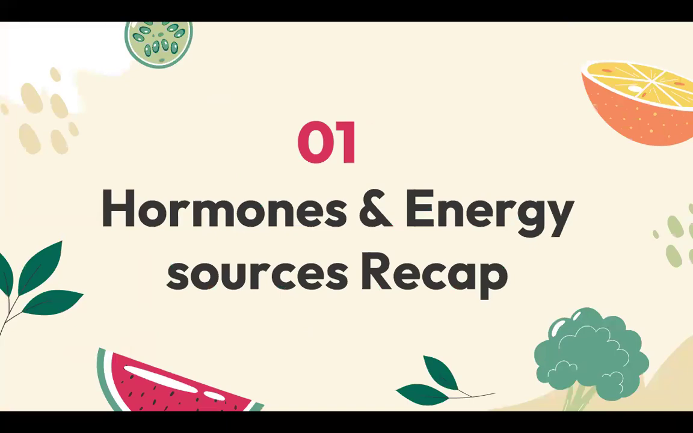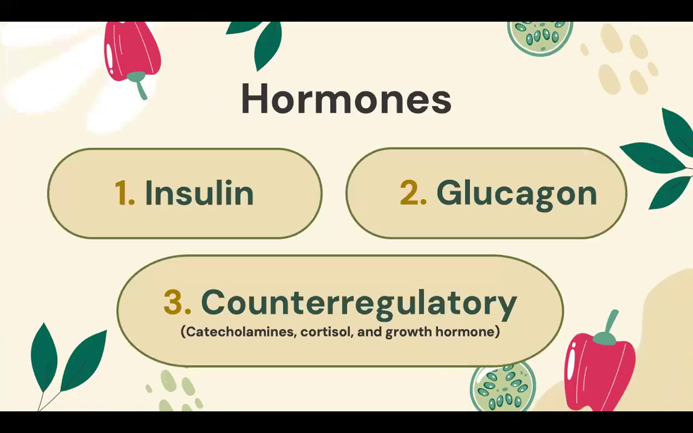Now, 3 main hormones are involved in the feed-fast cycle. We have insulin, glucagon, and counter-regulatory hormones. We'll discuss the last one later because it's not very important. The more important ones here are insulin and glucagon.